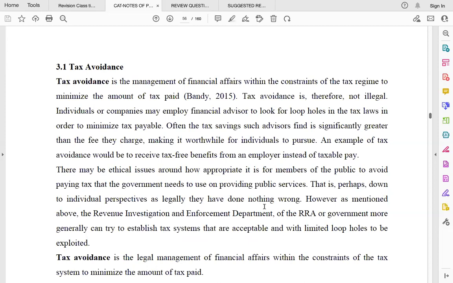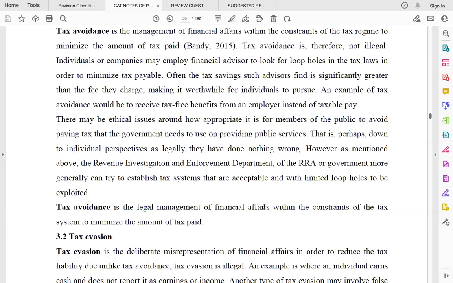Tax avoidance is using the management of financial affairs, which means it is acceptable, it is legal, and the tax regime should be exploited to minimize the amounts of tax payable. So tax avoidance is not illegal. It is acceptable. You may employ your financial advisor to explore the loopholes that are in the tax laws and be able to minimize the tax payable.